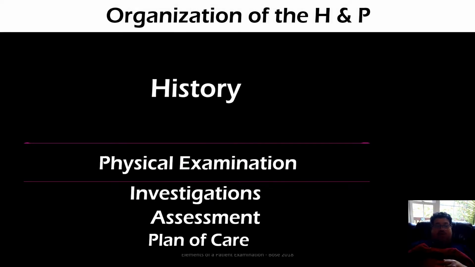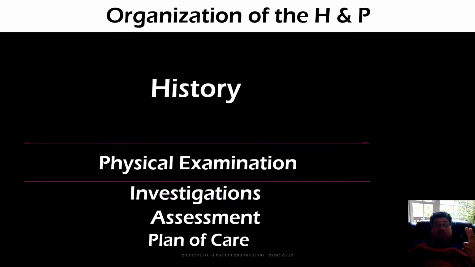In this slide, we review a basic organization of the history and physical. There are 5 clear-cut divisions of the history and physical. So obviously, one is the history component itself. Now, history has many subcomponents, and we will look into that. Then there is the component of physical examination. So we have history, we have physical examination. This is the component where you physically touch the patient to examine them.